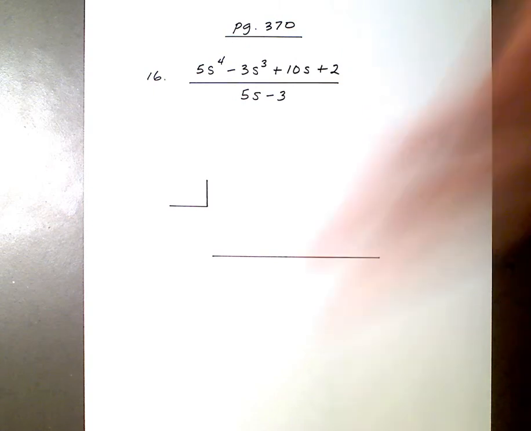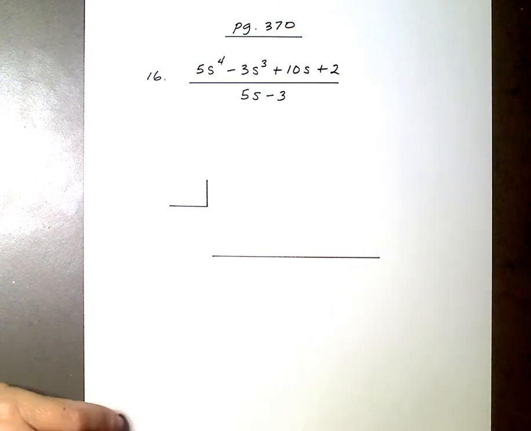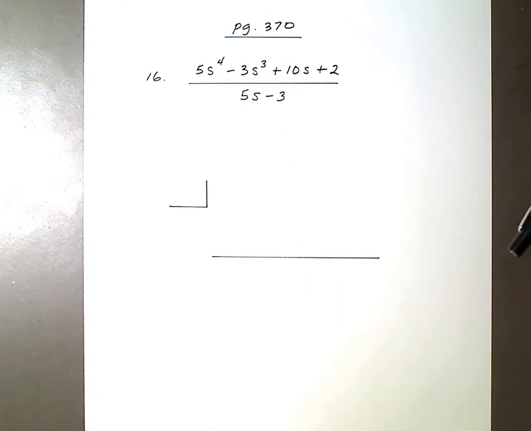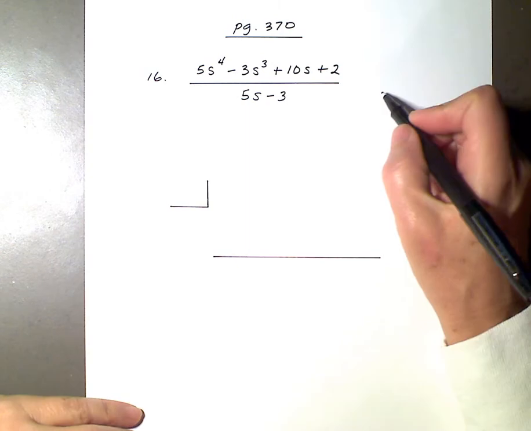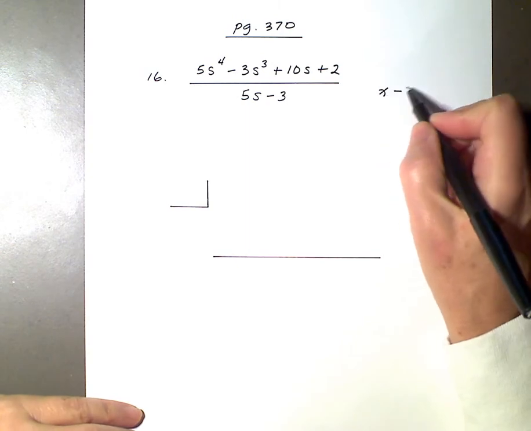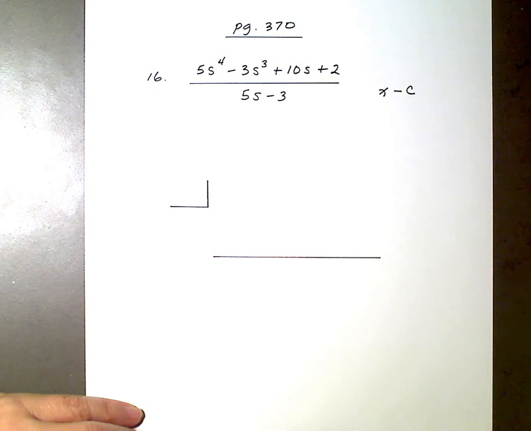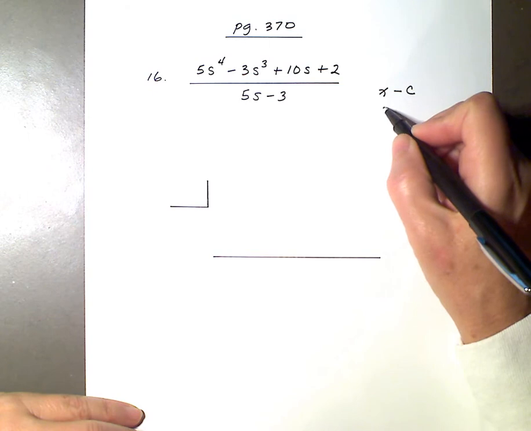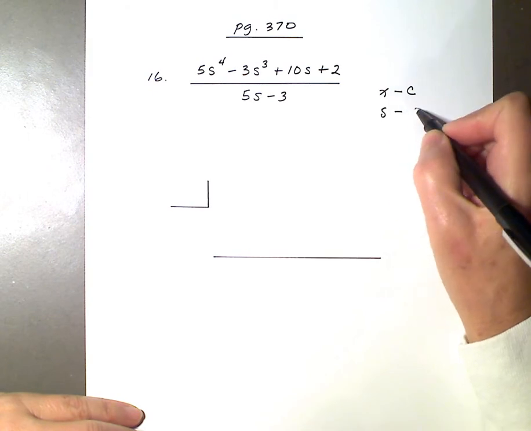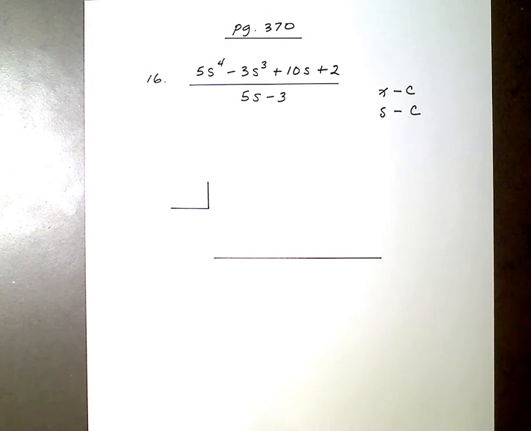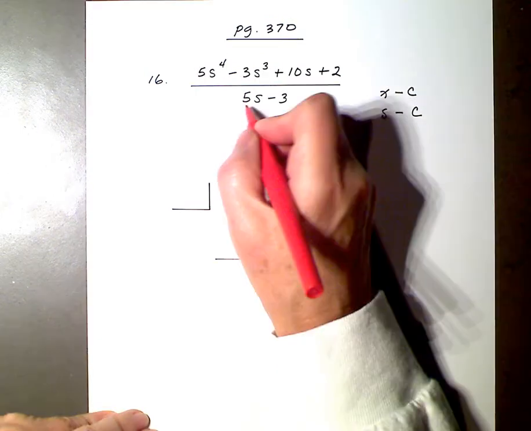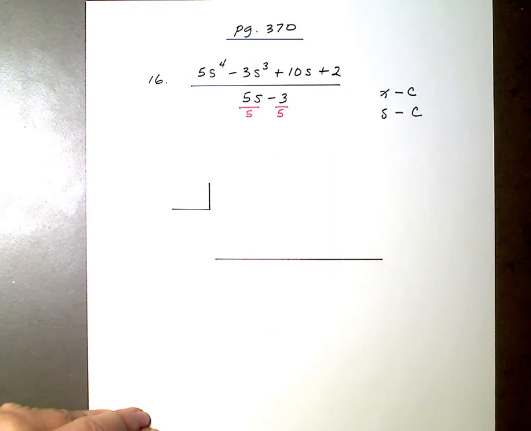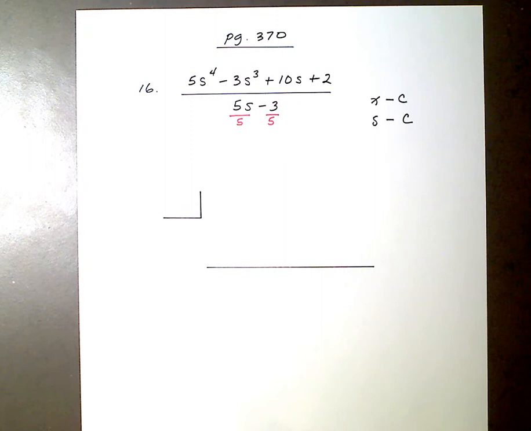This is exercise number 16 on page 370, and I'm supposed to be using synthetic division to divide this polynomial. In order to use synthetic division, my divisor has to be in the form x minus c. So in this case, it has to be s minus some number. In order to make it work, I'm going to divide every term here, both these terms, by 5, and then I get s minus 3/5.